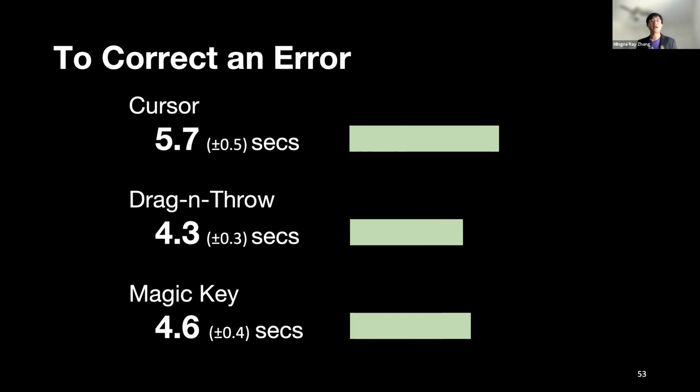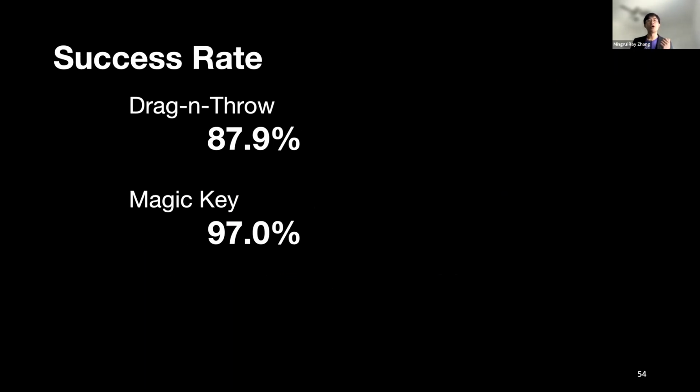But drag and throw and magic key were faster. And we also evaluated the success rate. Drag and throw was a bit lower because sometimes the throw gesture can be hard to perform or there might be multiple errors around the place. But magic key, on the other hand, is 97%. The button provides a fine control on what to correct.